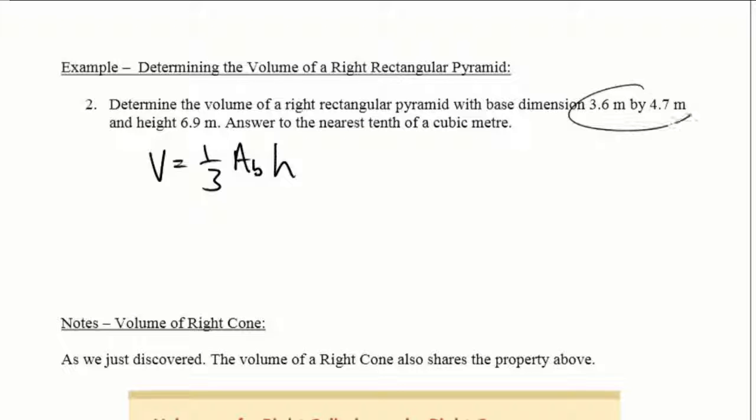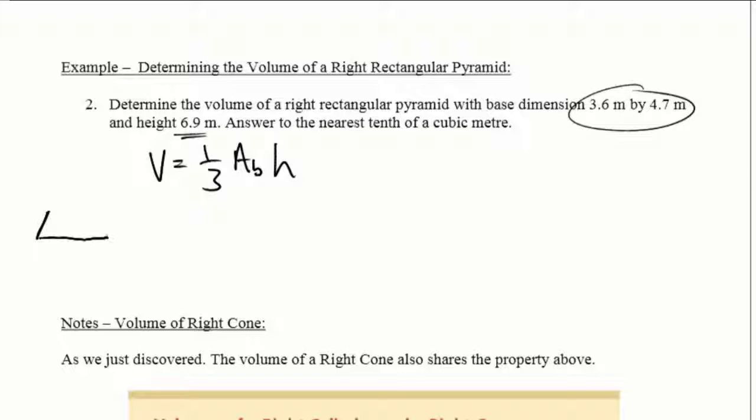And then I look at what I have in my question here. I have the base is 3.6 by 4.7. I have a height of 6.9. So literally, I don't need to find anything. I don't need to use the Pythagorean theorem. It's kind of everything's given to me. You don't really even need to draw this picture.